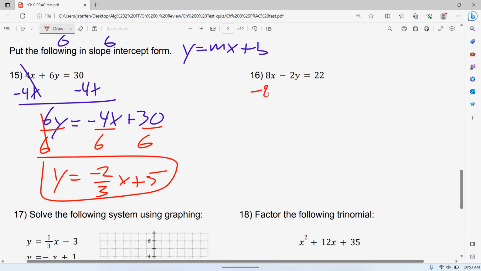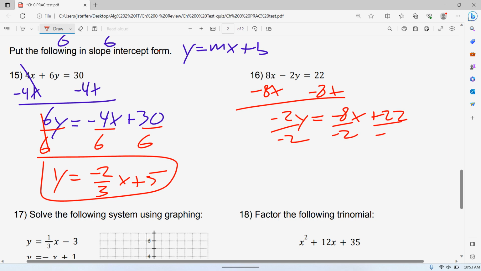The x, my x first for that. My negative 2. Y is equal to negative 8 divided by negative 2 is positive 4x. 22 divided by negative 2 is negative 11. So 4x minus 11.